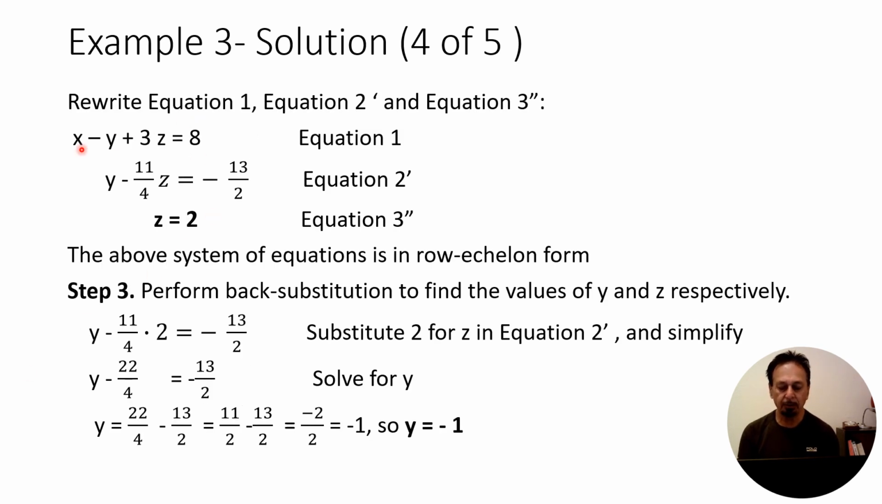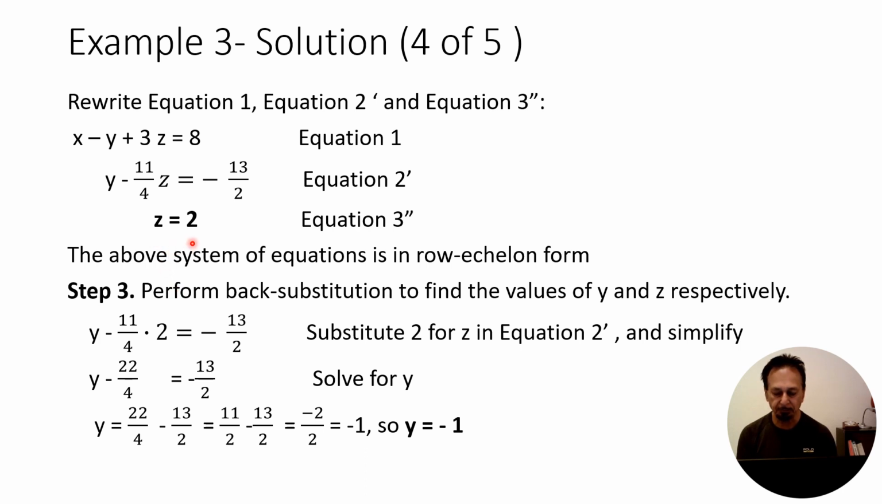So now we rewrite equation 1, x minus y plus 3z equal to 8, and y minus 11 over 4z equal to minus 13 over 2, and we just got z equals 2. Now if you notice, the leading coefficient is 1, so this system is in row echelon form. So now that we have the row echelon form, we already found the value of z. Now we do the back substitution.